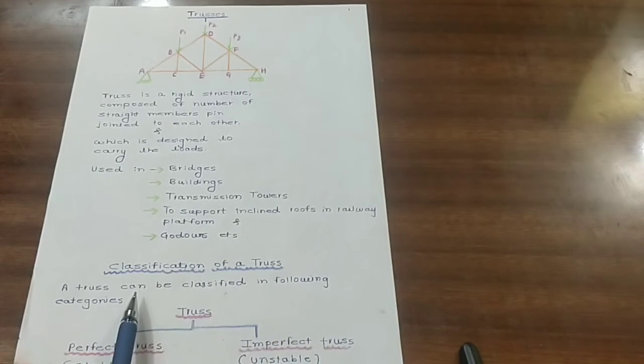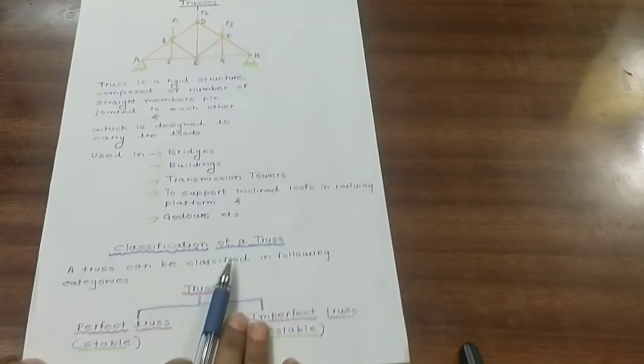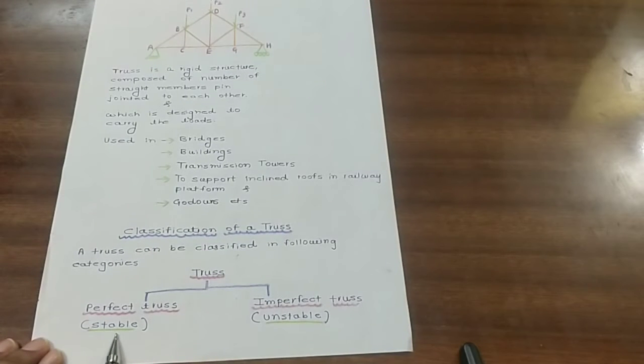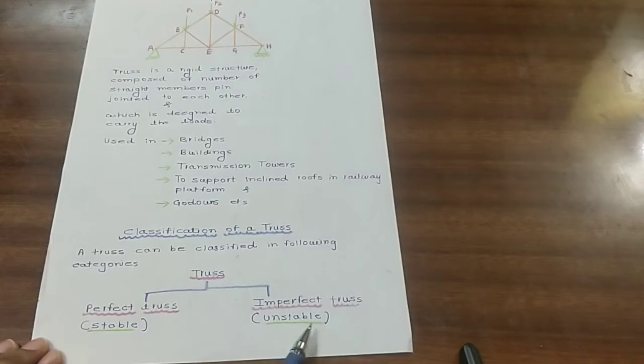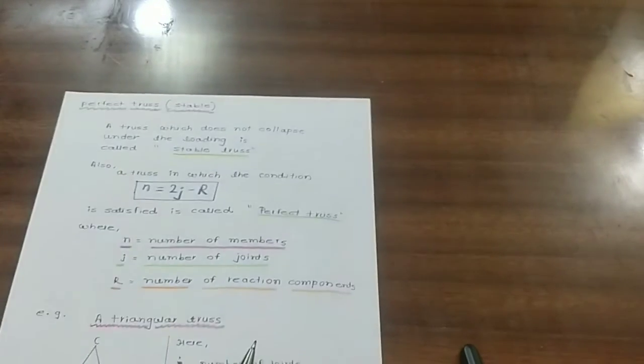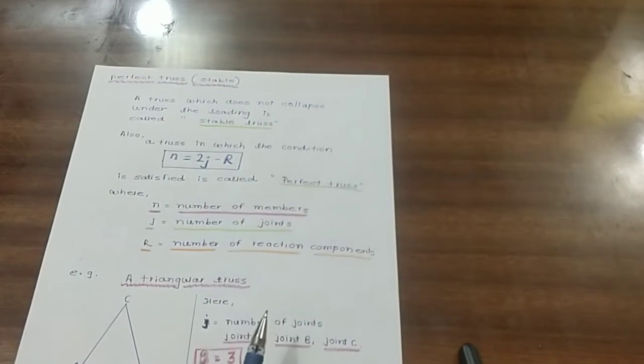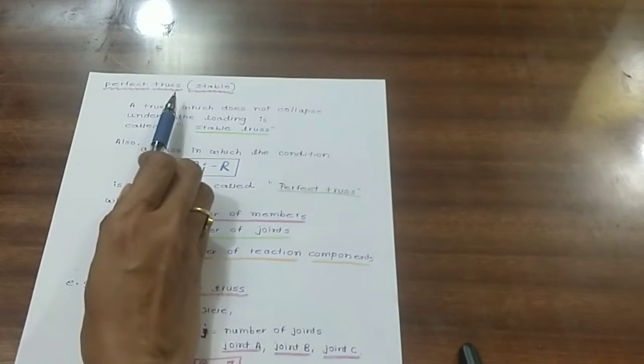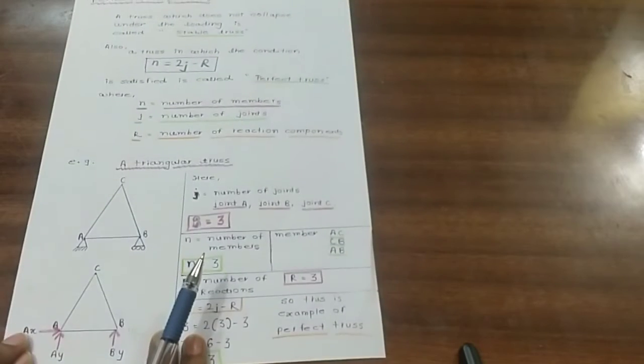Now we will see the classification of trusses. A truss can be classified in the following categories. Trusses are classified into two types. First is a perfect truss, which is also called a stable truss, and second is an imperfect truss, which is called an unstable truss. Now we will see the first type, the perfect truss, meaning stable truss.